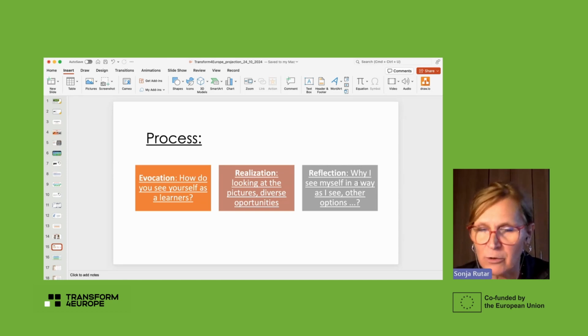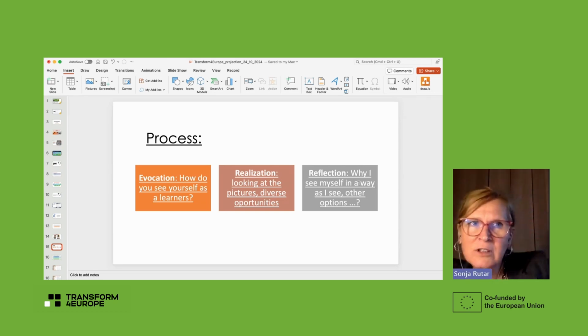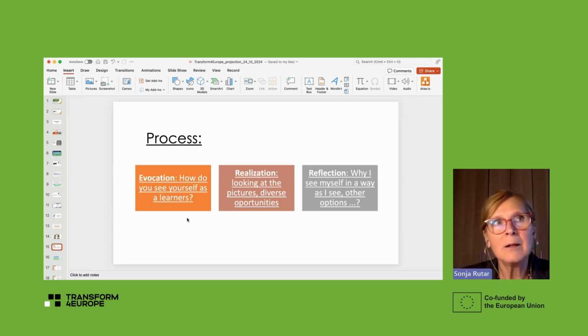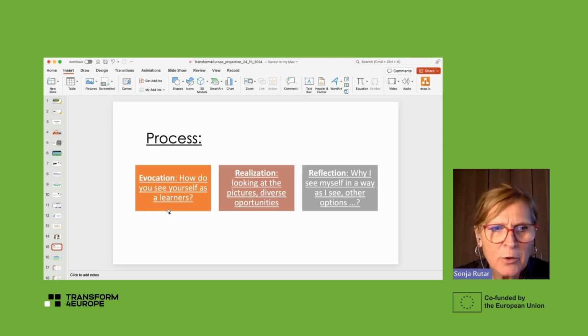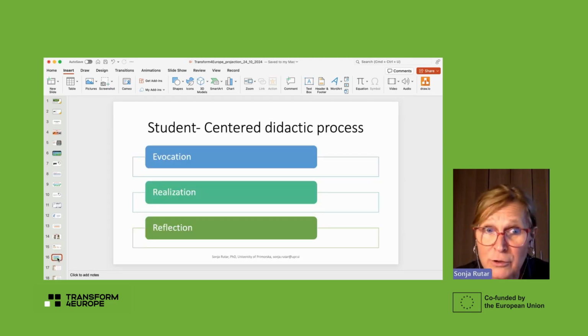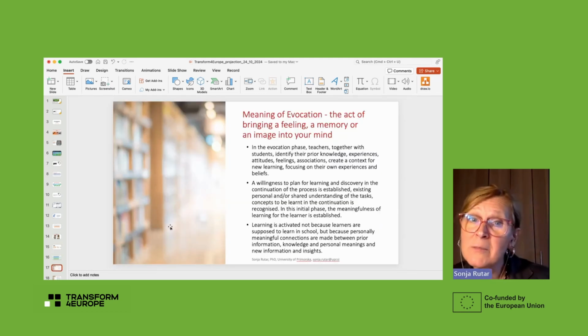This is Piaget's theory of learning. So we could put it together with prior knowledge, or we could develop a totally new concept because it's so different from the first understanding, for example. This is really, really very important. Especially this evocation phase is really important because it could be really stressful for students. You know, many times you see the meaning of evocation, the act of bringing a feeling, a memory or image into our mind, knowledge in our mind, and so on.